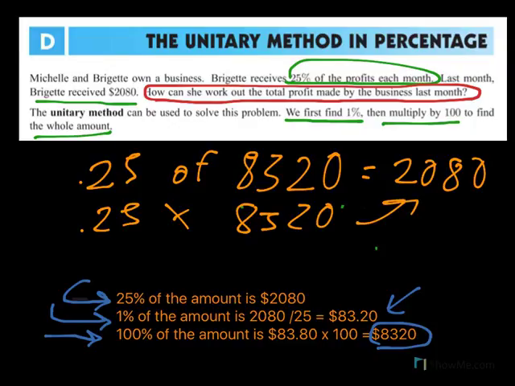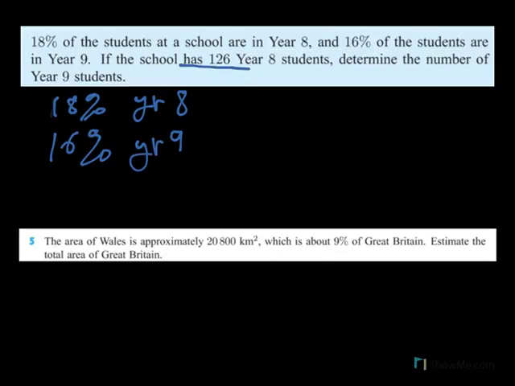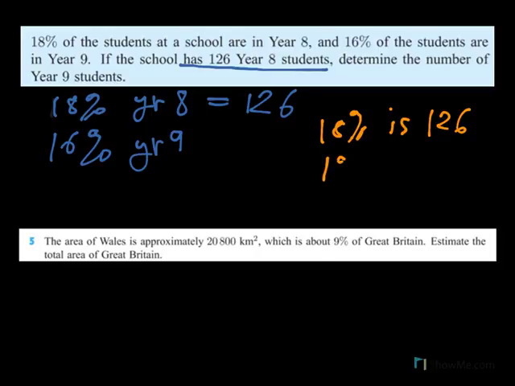That confirms our solution. All right, let's break down this final question using the unitary method. 18% of students in a school are year 8, and 16% are year 9. If the school has 126 year 8 students, so 18% is year 8 and that equals 126, determine the number of year 9 students. So how do we do this? Well, we know that 18% of the students is 126. So we find 1%. What is 1%? 1% is 126 divided by 18, and this equals 7 students.